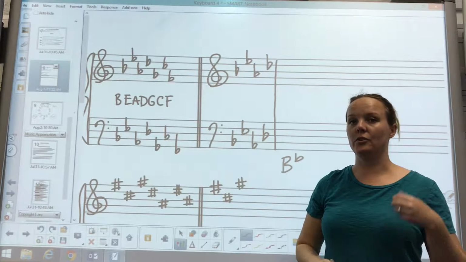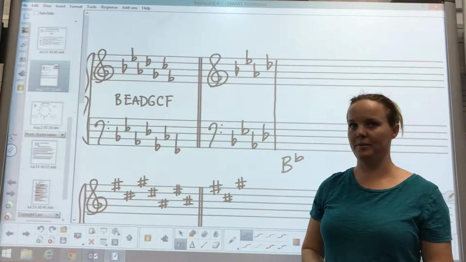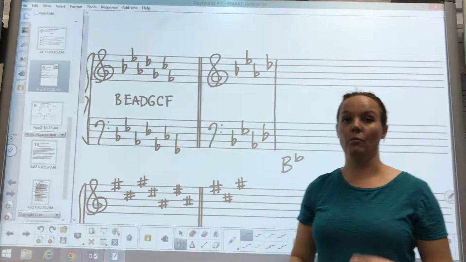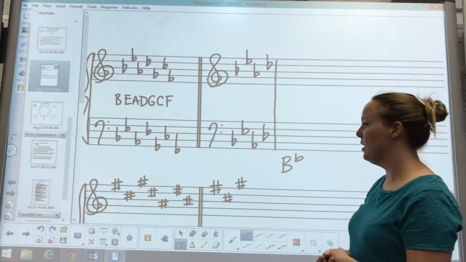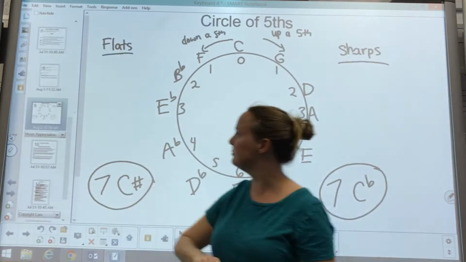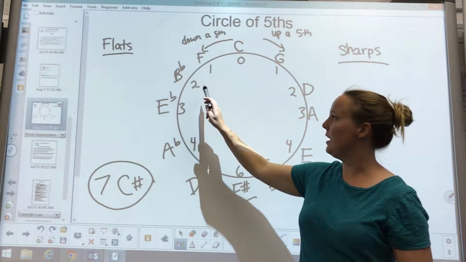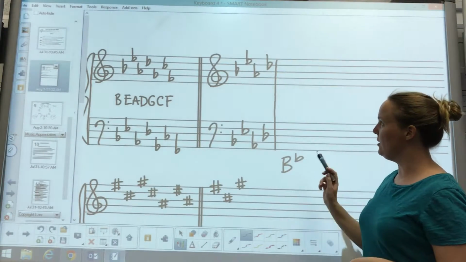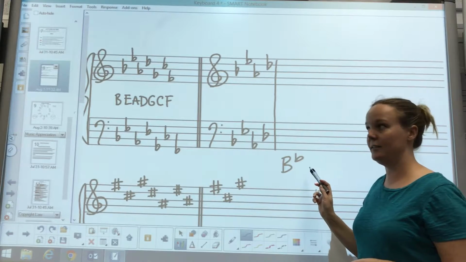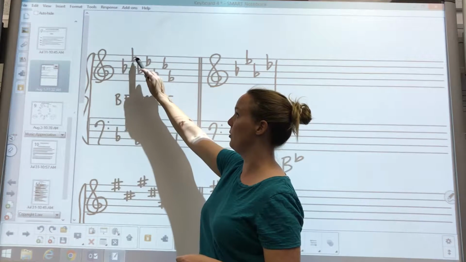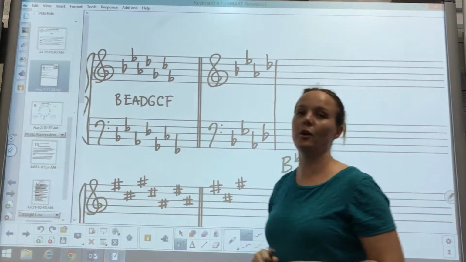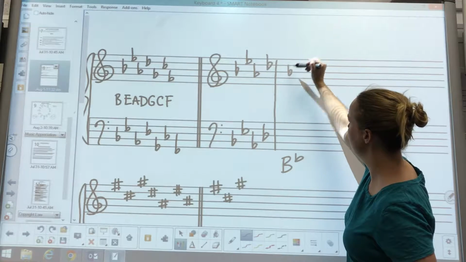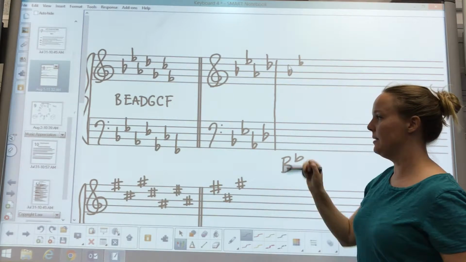Well, we already know how to use the circle of fifths and figure out how many flats B flat major has. And now we're going to use the order of flats to figure out where exactly they go. So we know that according to our circle of fifths, right over here, B flat has 2 flats. So what we're going to do to correctly draw this key signature is take the first 2 flats from our order of flats, B and E, and draw them exactly how they are in the order of flats. So B and E.